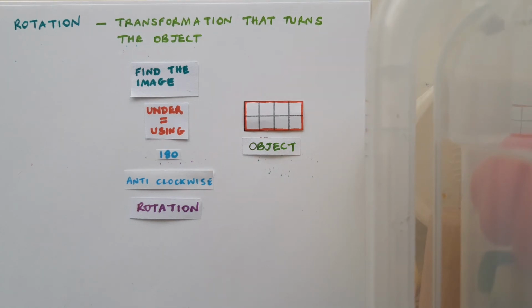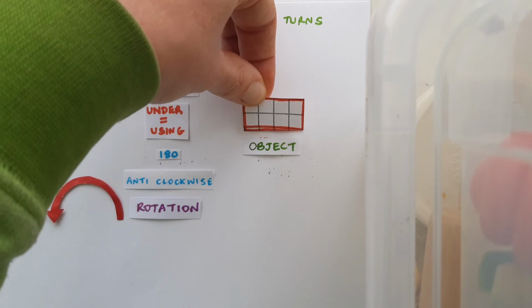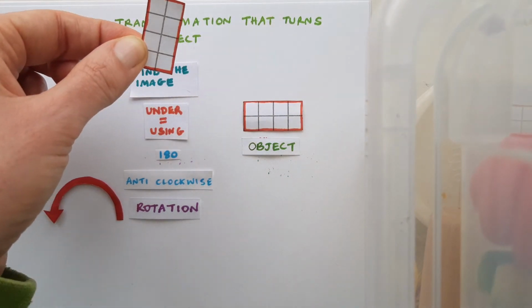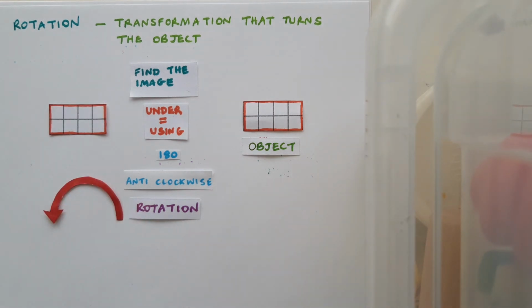And here's one further example with this rectangle. Again, I've got the object. I want to find its image this time using 180-degree anti-clockwise rotation. So again, that's the opposite way to the way that the hands of the clock travel. And so if my object begins looking like this, I'm going to take it through a half turn, so 90 and a further 90, and my image is going to look like this. And just notice here that with this particular shape, the object and the image, aside from being in different places, they look exactly the same.